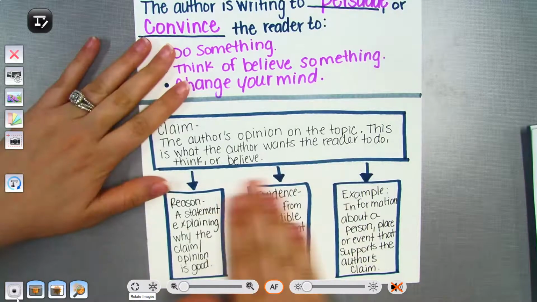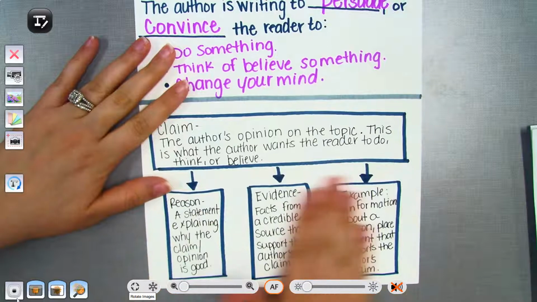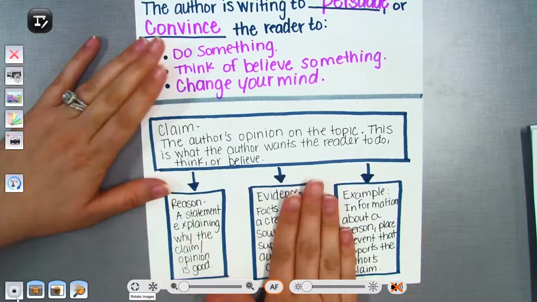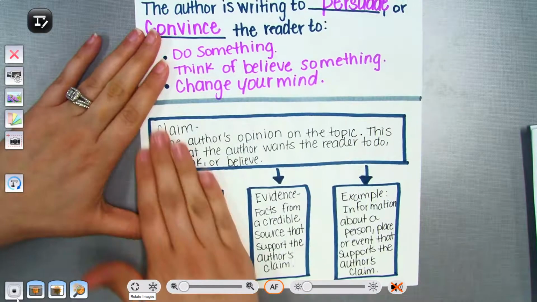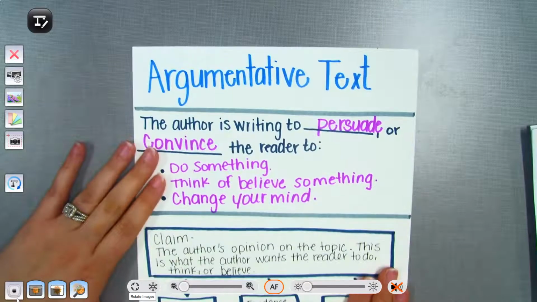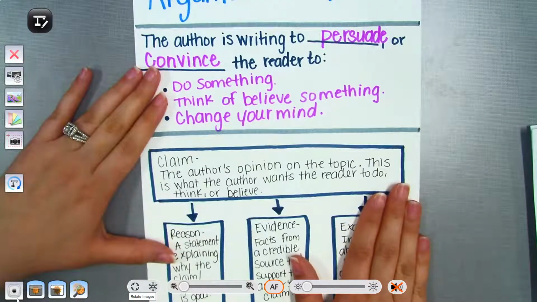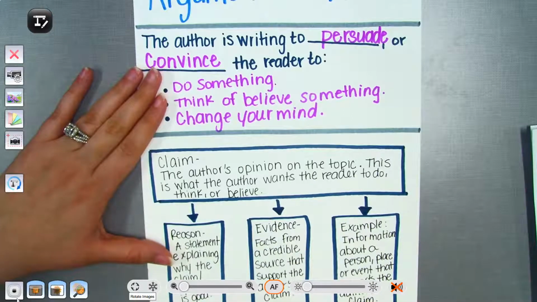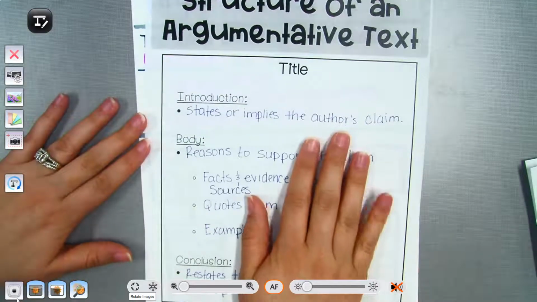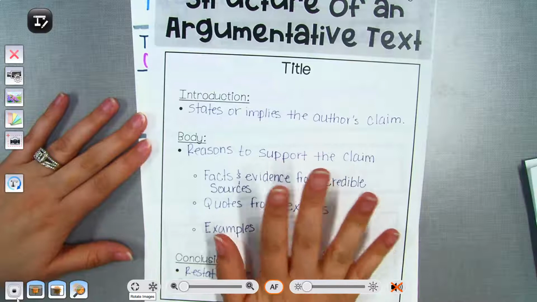Guys, I'm not so much worried about us trying to find these. We are going to go over them. Our main important thing for third grade is being able to read an argumentative text and focus on finding the claim, so the author's opinion on the topic. So what I want you to do is, we also talked about the structure. This is important because this is going to help us find our claims.